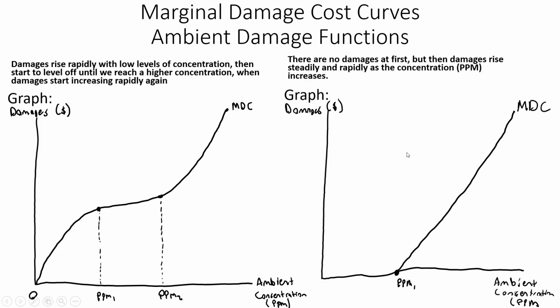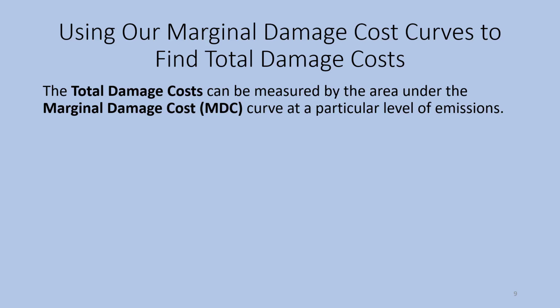So let's go ahead and move on. All right, so using our marginal damage cost curves, let's talk about how to find total damage costs. It's pretty easy to do. Total damage costs can be measured as the area under the marginal damage cost curve at any particular level of emissions. So in other words, when you have your marginal damage cost curve, at whatever level of emissions, the area under that particular marginal damage cost curve is going to represent our total damage costs.